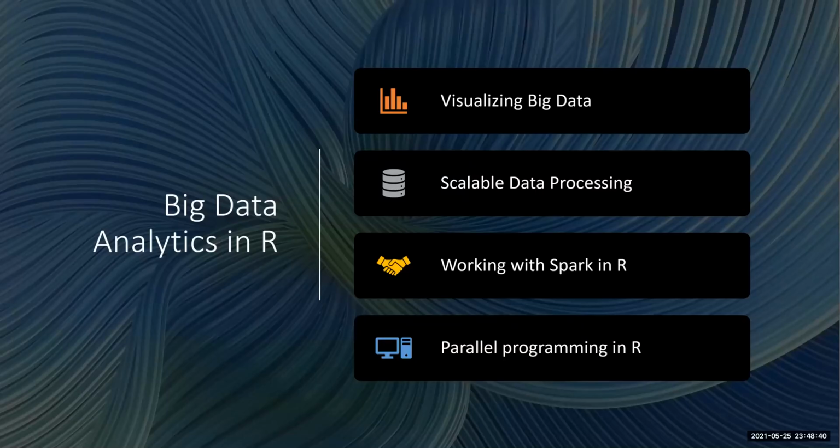R is quite effective in helping us process and analyze big data. We can use R to analyze big data. R can be used for scalable data processing to process large data sets. Use of Spark in R makes it quite effective to process huge data sets. Similarly, we can use R for parallel programming.